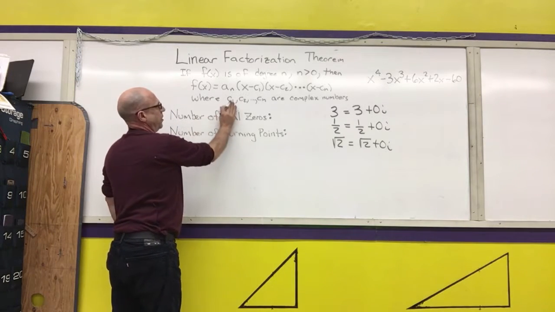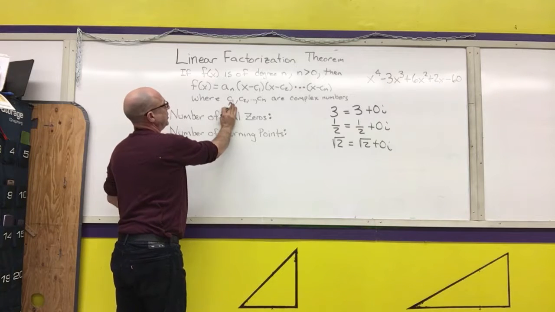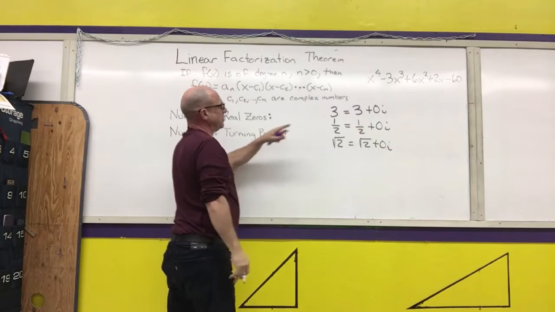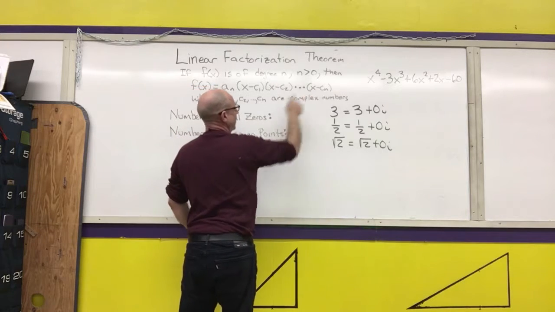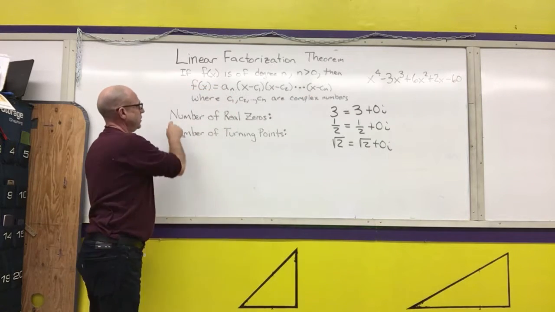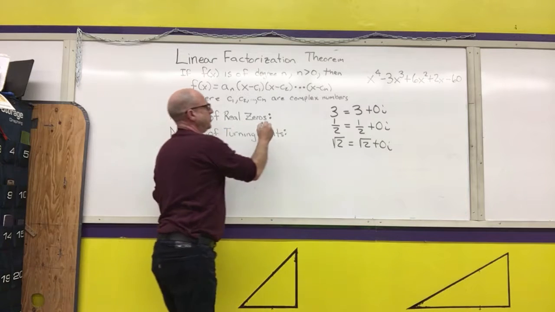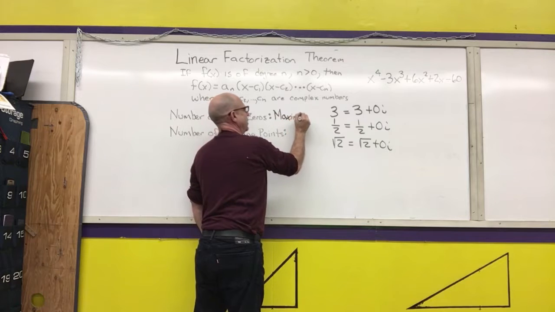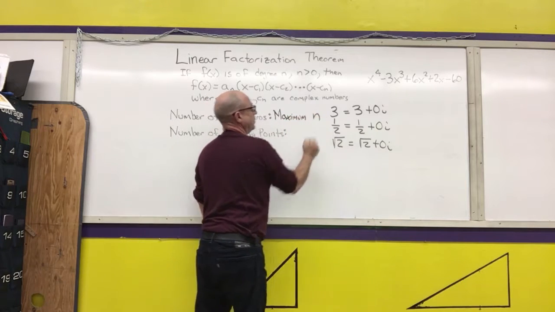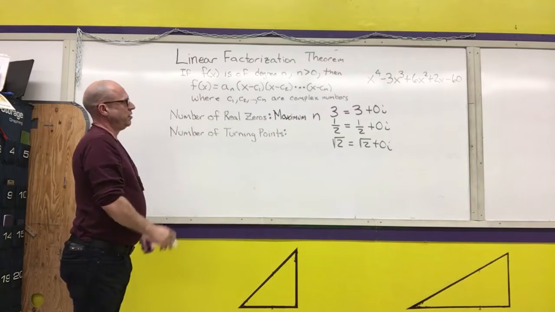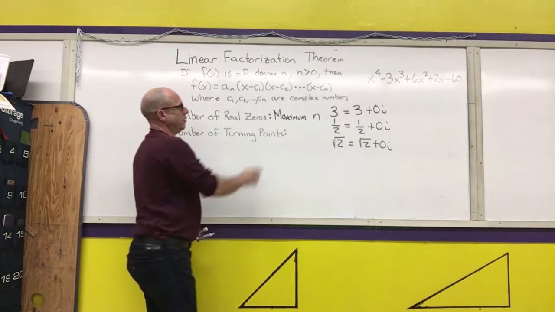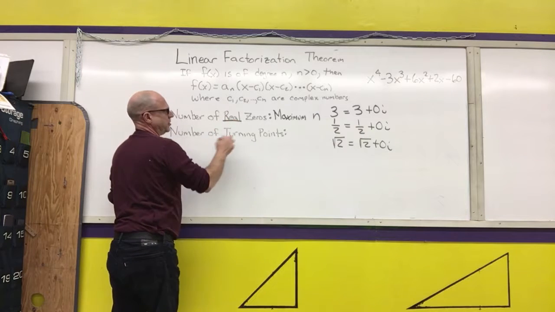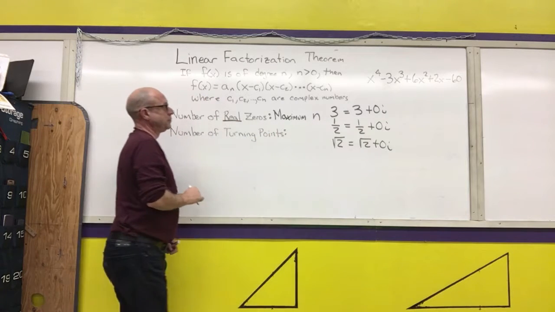The total number of zeros of the polynomial function is guaranteed to be degree n. Notice that some of them may not be real because that definition uses complex. So the number of real zeros has a maximum of n. Now, if I want to know the number of complex zeros, it would actually be equal to n. But the number of real zeros has a maximum of n.